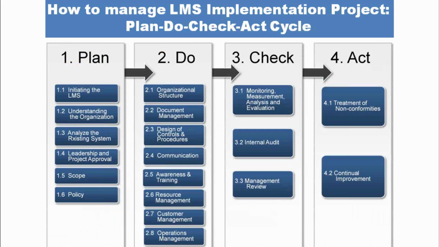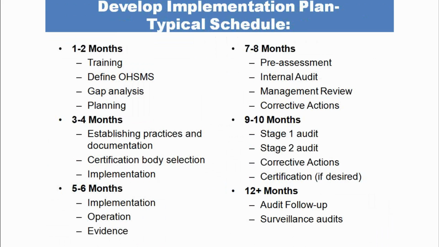And so what do you check? You monitor, you measure, you analyze, and you evaluate continually throughout the life cycle of implementation of management system. And then there has to be an internal audit. Management has to act on the reports of the internal audit to ensure continual improvement via treatment of non-conformities. And this brings us to the last slide, which is a typical schedule to develop an implementation plan.